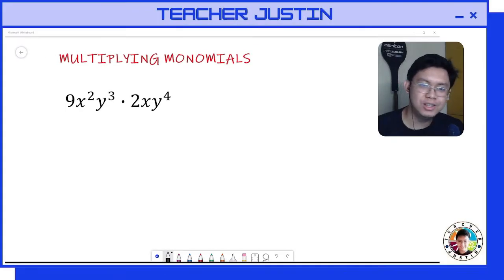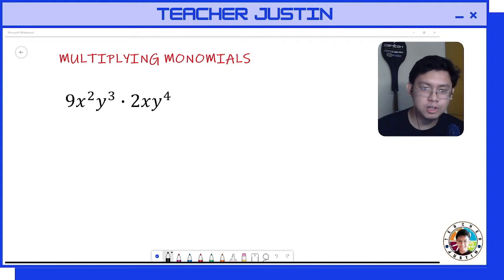Okay, let's proceed to another example in multiplying monomials. So let's have this example. We have 9x squared y raised to 3 times 2x y raised to 4. So we're multiplying a monomial by a monomial. So again, here is the step-by-step procedure in multiplying monomials. We will multiply the coefficient by the coefficient, variables by variables.